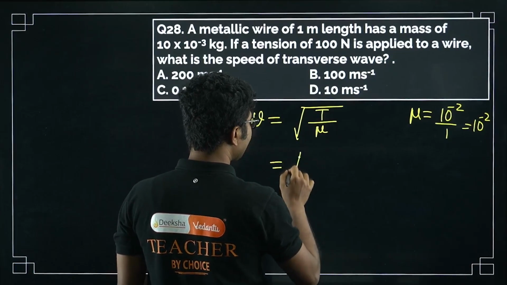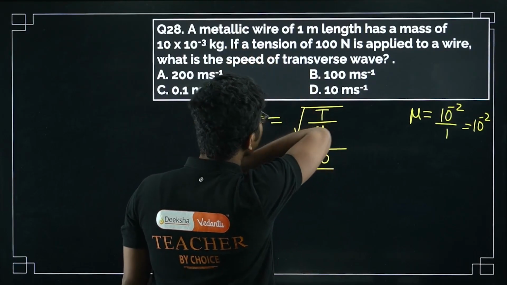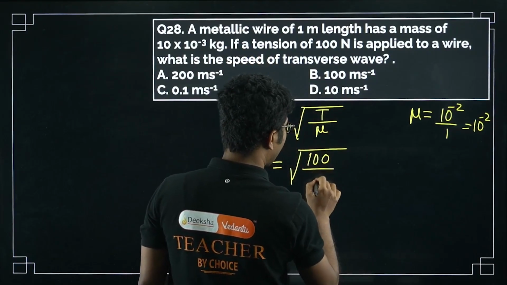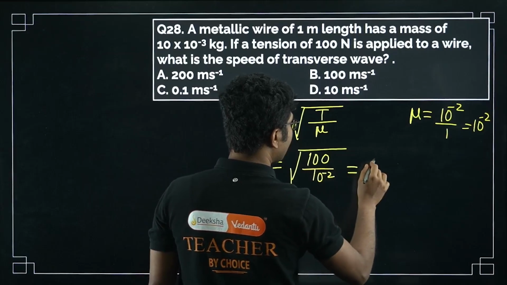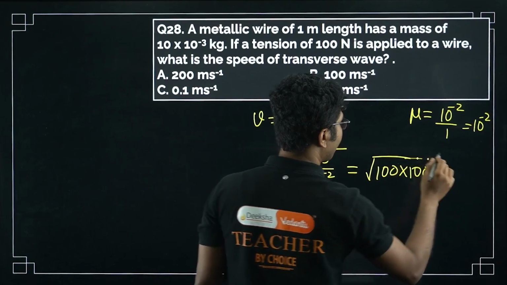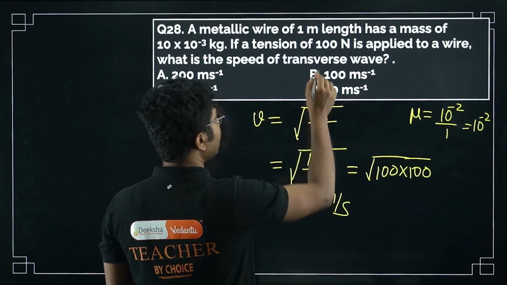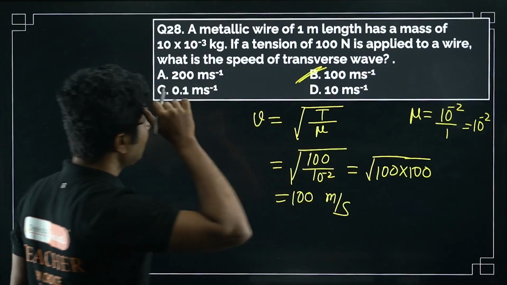So what is the tension? Tension is 100 Newton and mass per unit length is 10 to the power of minus 2. So you get 100 into 100. Right, square root of that, so you will get velocity is 100 meter per second. Okay, so 100 meter per second is the answer for this question.